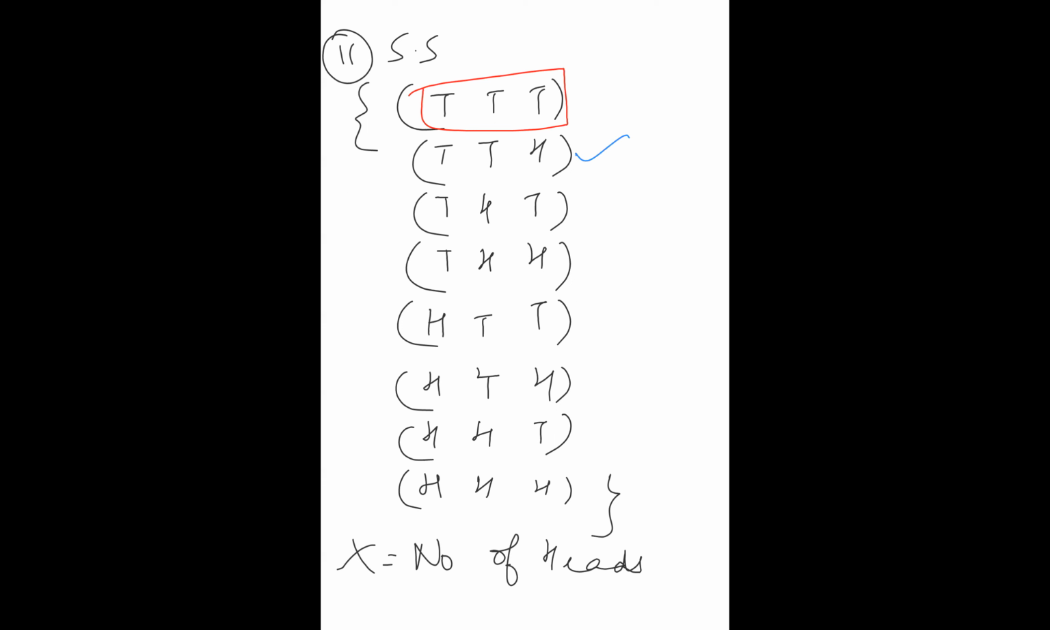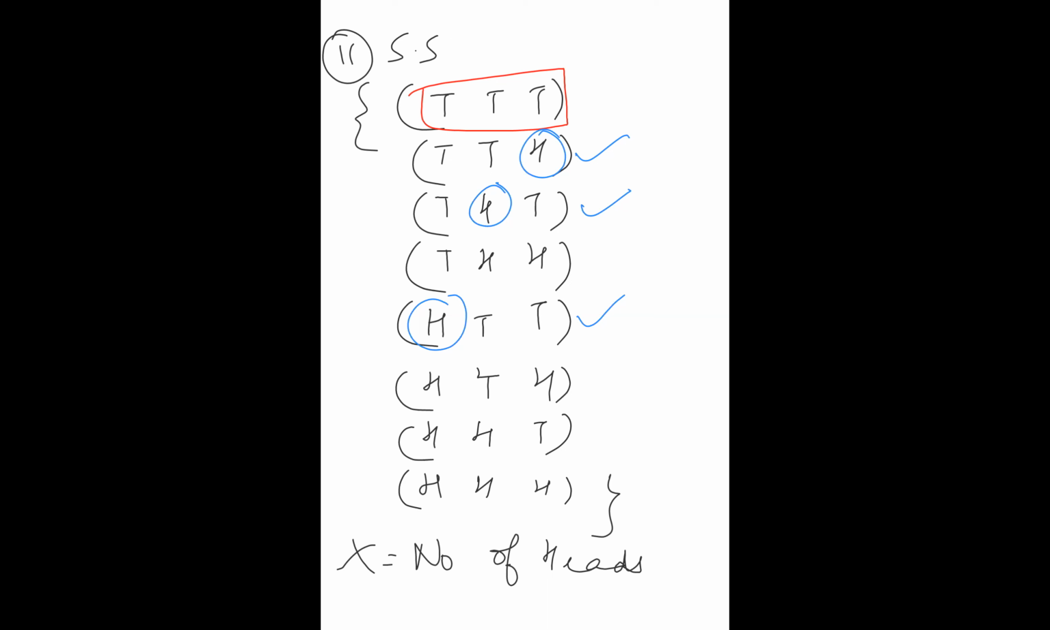One head is nothing but this case and this case, the blue colored cases, that are showing only one head. See, there is only one head over here. So these are three events out of eight. So you can write 3 by 8.